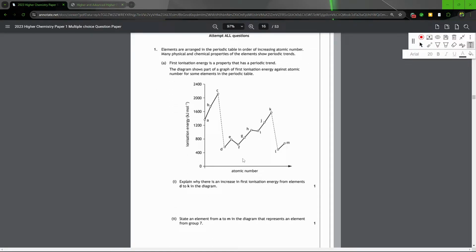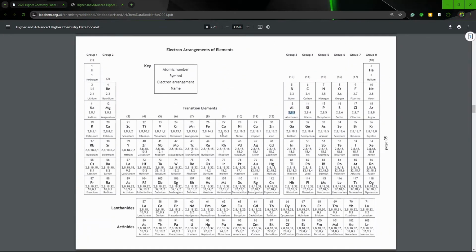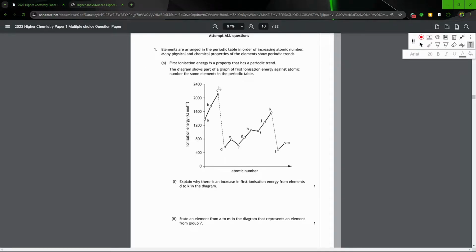So, elements are arranged in the periodic table in order of increasing atomic number. Many physical and chemical properties of the elements show periodic trends. So what it means by periodic trends is if you move around the periodic table, stuff changes. So, for example, I've got my data booklet over here. We'll open up the periodic table. If you move to the right, the number of protons increases, move down, the number of occupied electron shells increases, and then everything's divided into groups. So that's what it's on about with periodic trends.